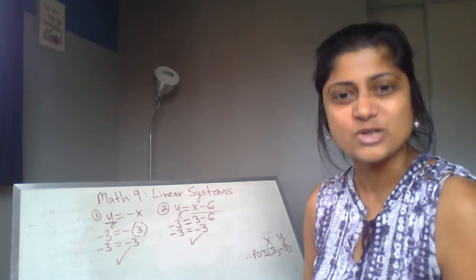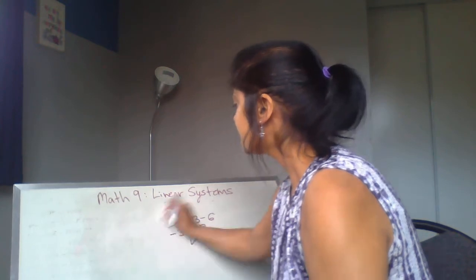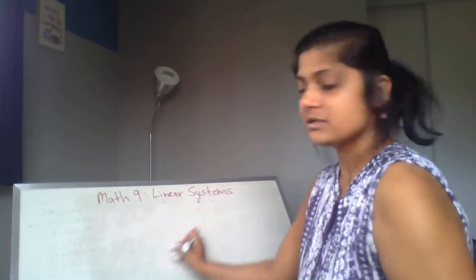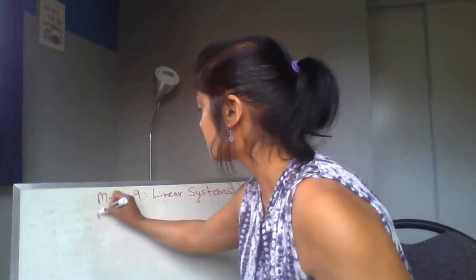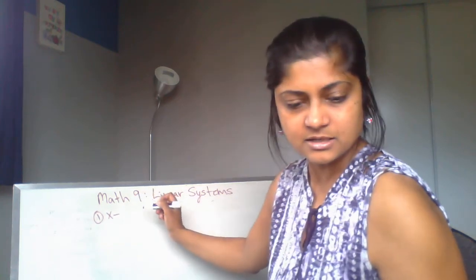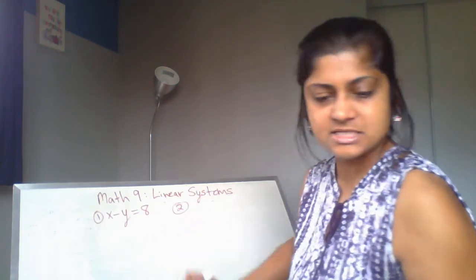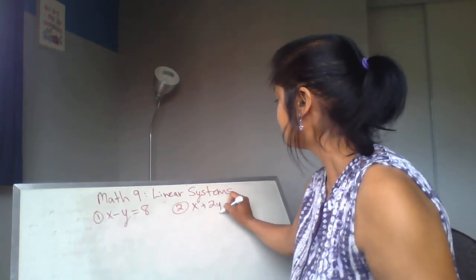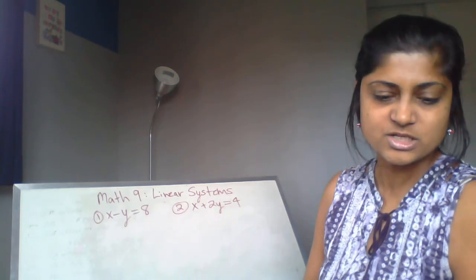With that, let's try one more example here. So I'm going to take this off. And this time, just to make it harder, the equations are not going to be in the slope-intercept form. So let's try this one. I have x minus y equals 8. And my second equation is going to be x plus 2y equal to 4. So just like this.